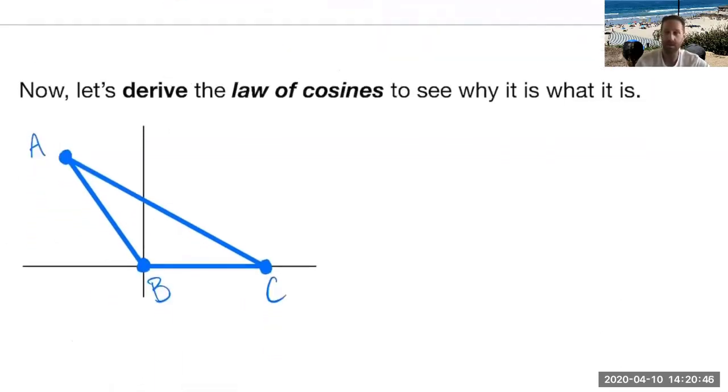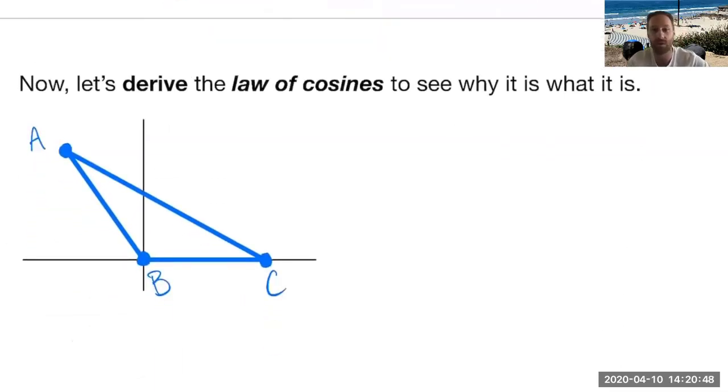So let's take a look at how to derive what the law of cosines is. Now, again, I'm only going to do it for one scenario and then just say, well, if I switched around point A, point B, and point C, then we'd get a different case.